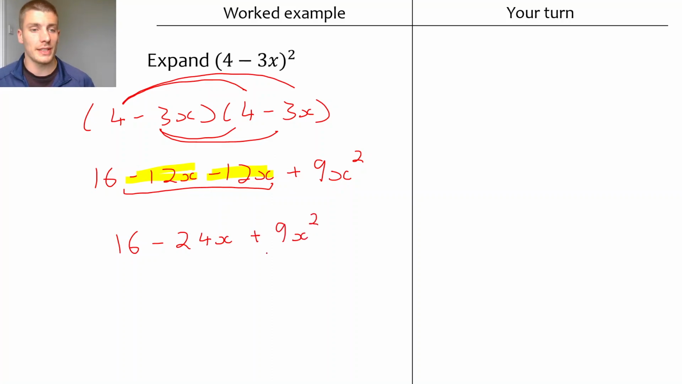Now this is your answer. This is fine because you can't simplify any further because you've got a number, an x term, and an x squared, so they're different. That's it. Personally, I would write it with the highest power or the highest order first. It's just convention. It looks a little bit nicer. So the way I would write it is the plus 9x squared first, then the minus 24x, and then the plus 16 on the end.